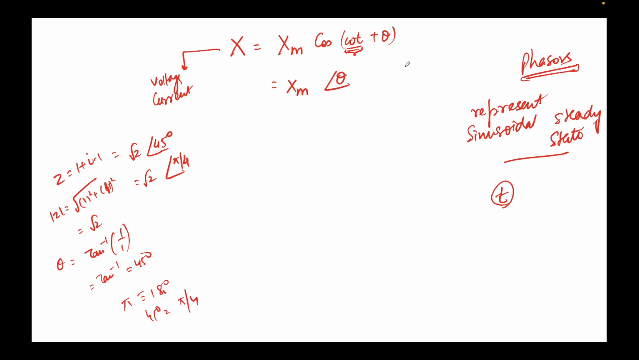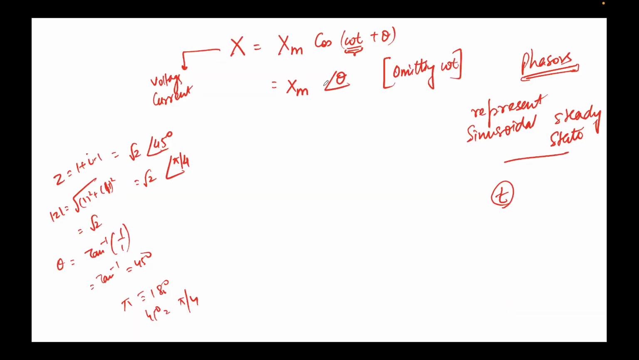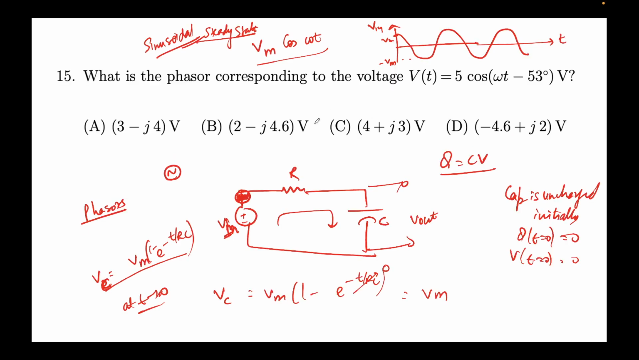Please remember that we are omitting the omega t term, the sinusoidally varying term. We are only concerned with the phase; that's the only thing we want to talk about. So this is a brief overview of phasors. I request you to go through the lecture. It's very beautifully explained there why we need phasors and what their utility is, right?